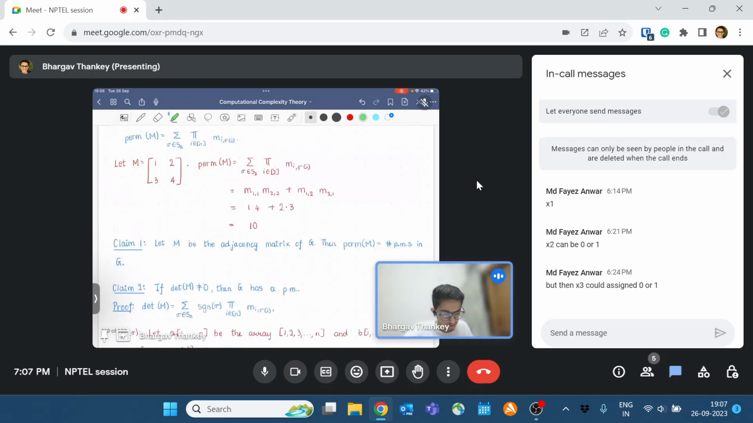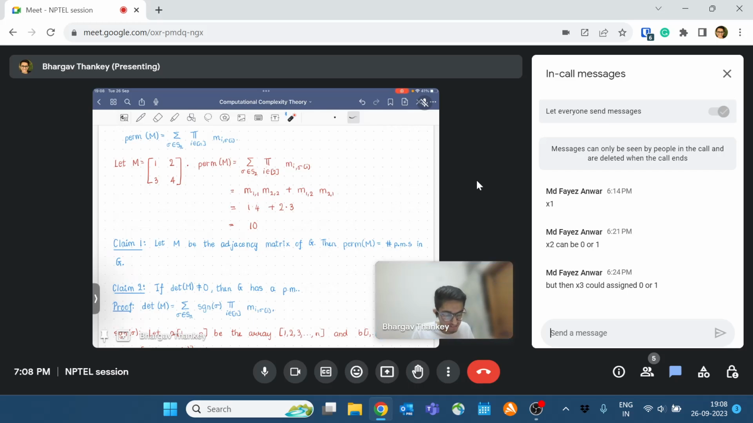One more thing before we move to the next problem. Look at the difference between the two claims. The first claim gives a very clear characterization of perfect matchings: permanent equals the number of perfect matchings. But this claim is much weaker. All it says is the determinant can be anything. It need not be equal to the number of perfect matchings, just that if it is non-zero, then there is a perfect matching.